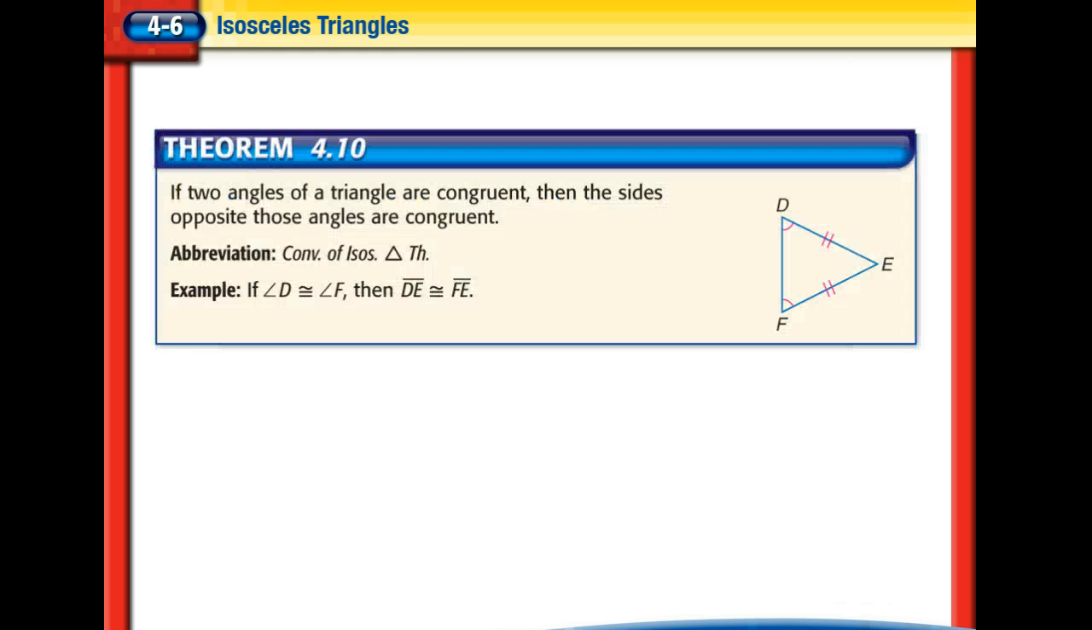The next theorem just says that if two angles of a triangle are congruent, then the sides opposite of them are congruent. This is just the reverse of the first one that we said. The first one we said if we know that these two sides are congruent, then we know that these two angles are congruent. This is just the opposite. If we know these angles are congruent, then we know these sides are congruent.